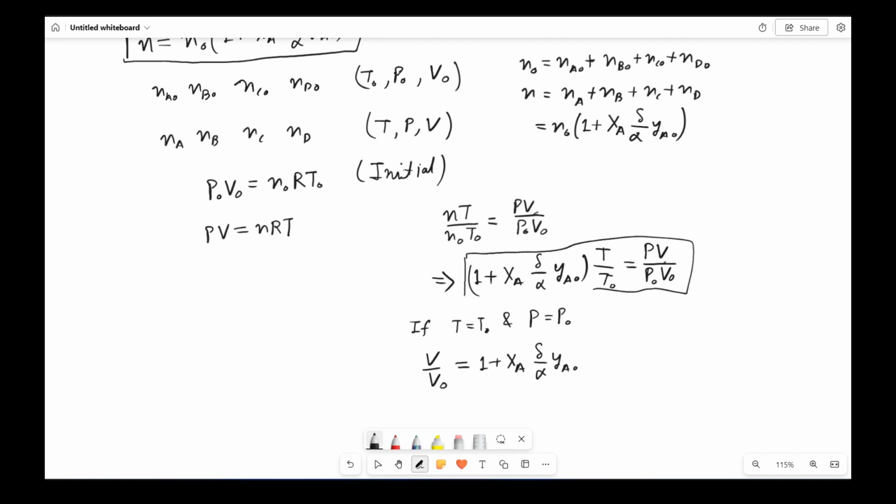So this expression is also an important expression. There is no need to remember it. The only thing you need to remember is this expression: n is equal to n naught times 1 plus conversion of A, if we are using species A, delta, the change in stoichiometric coefficient, divided by alpha, the stoichiometric coefficient of the species we are choosing as A, and the initial mole fraction. So if we remember this expression, we can solve many problems.